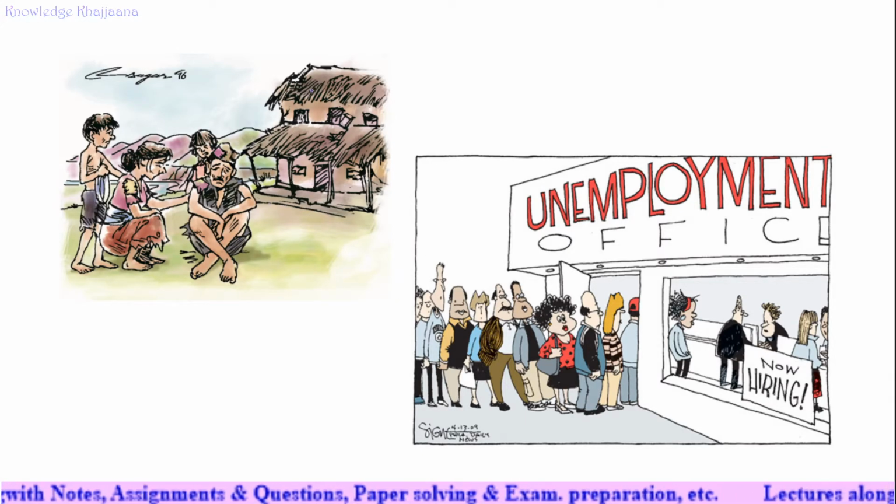Income: these are the poor people and they don't have the income, right? Unemployment is again the biggest problem.